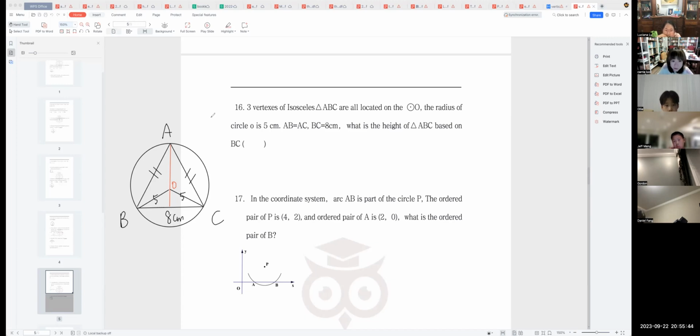Okay, so let's take a look at this one. This is pretty easy, right? Because OA obviously equals 5 as well. So basically, we just need to find out this part. So this is half, so it's 4, 5, 4, and 3. So 5 plus 3 equals 8. The answer is 8 centimeter.